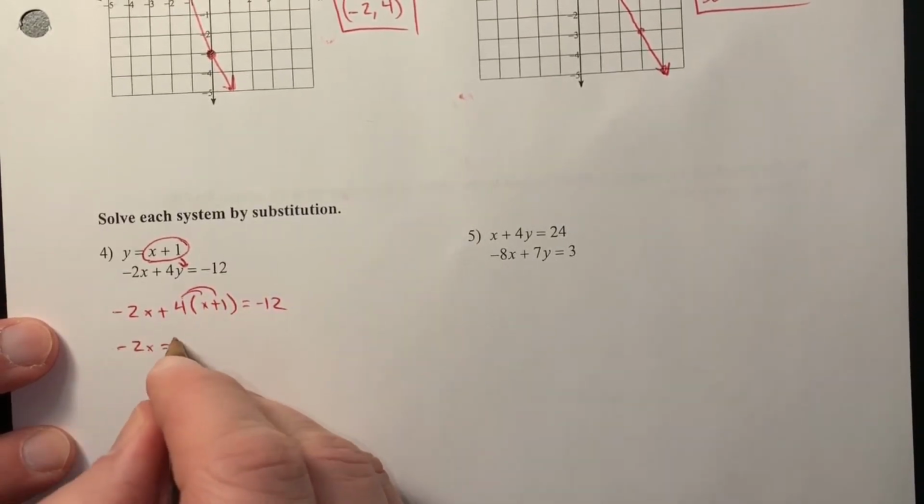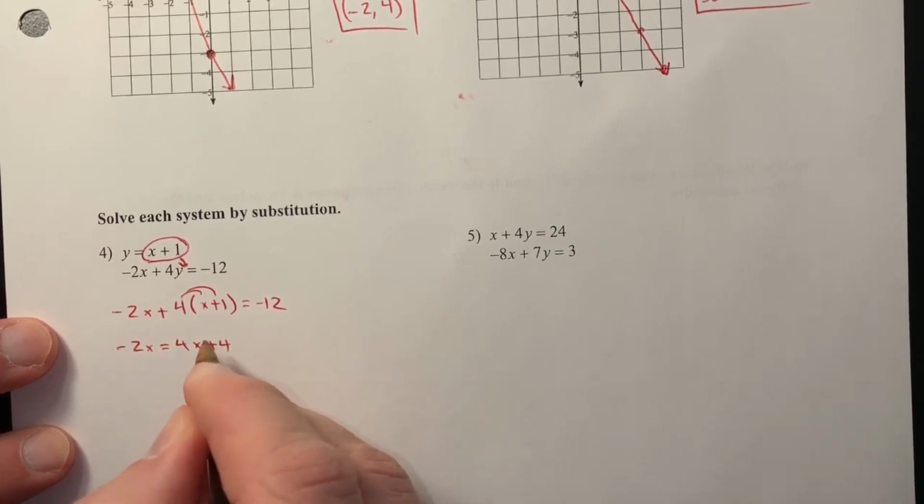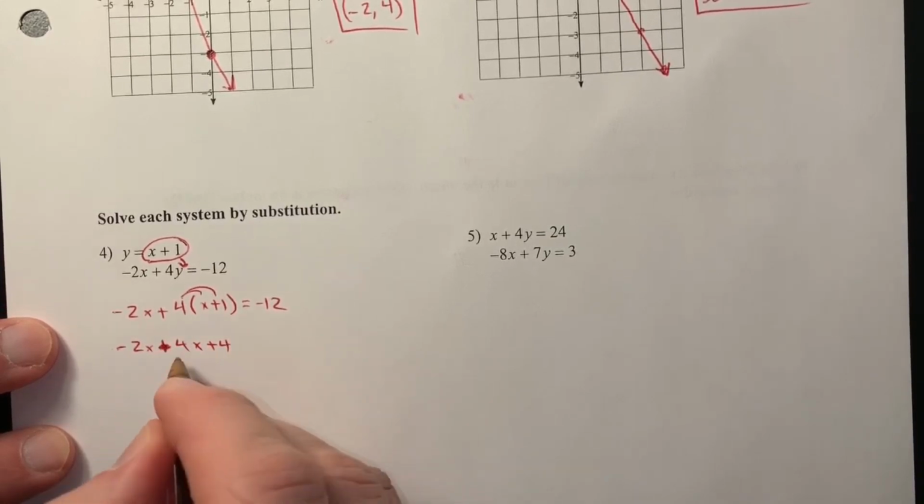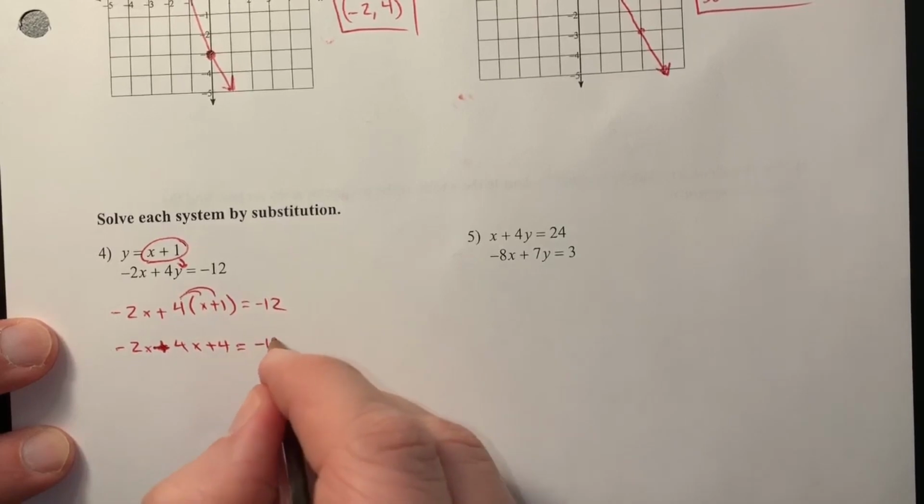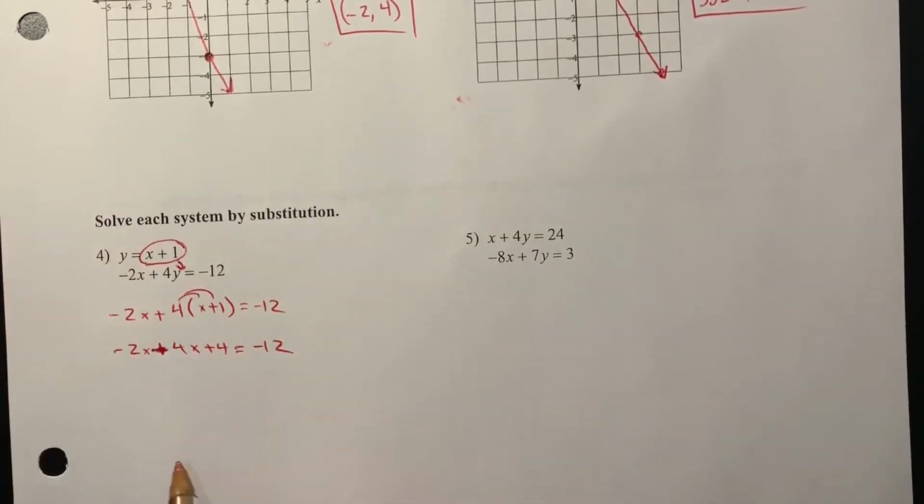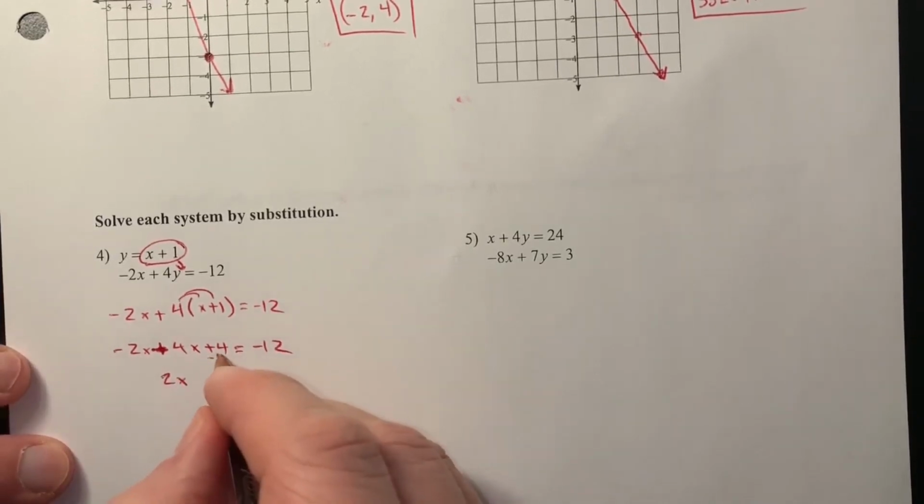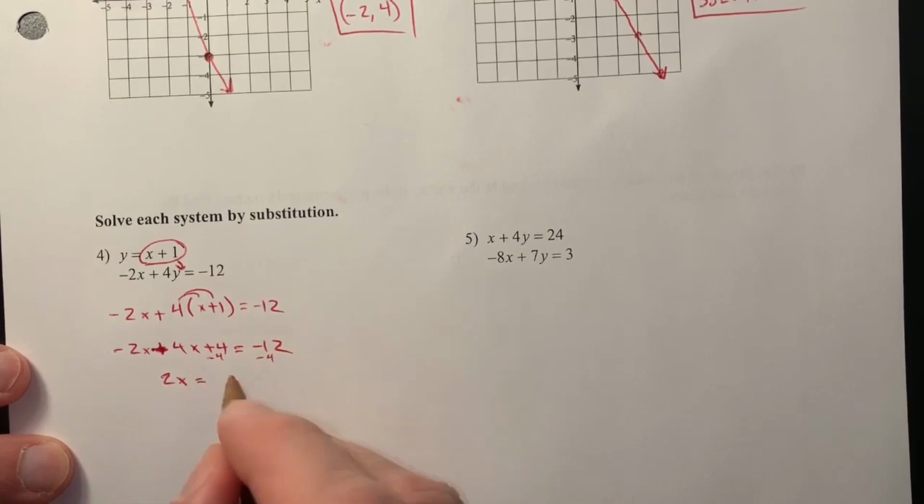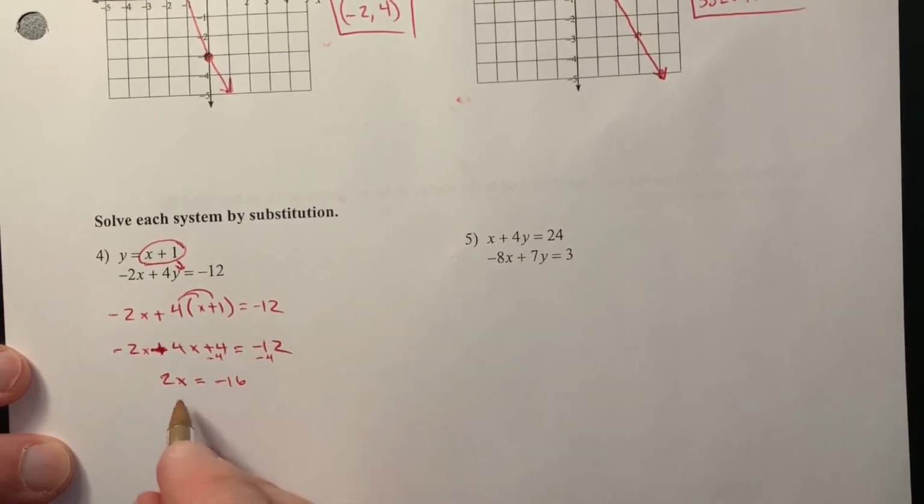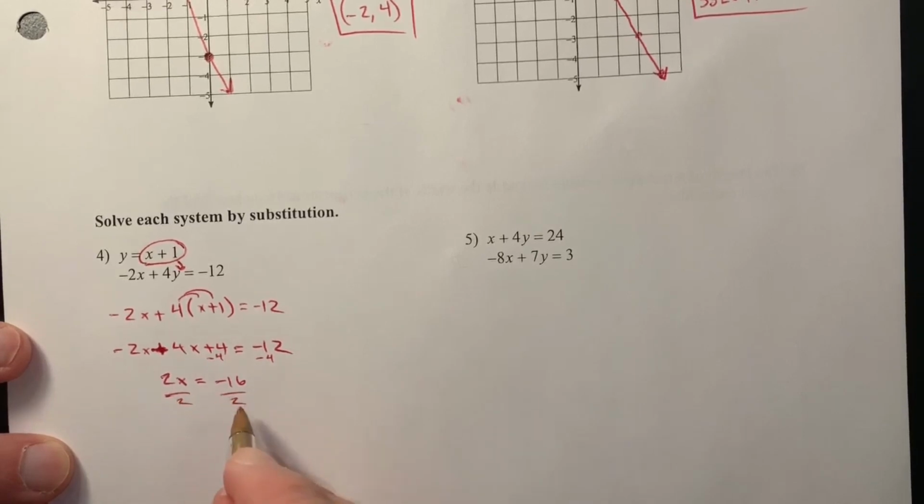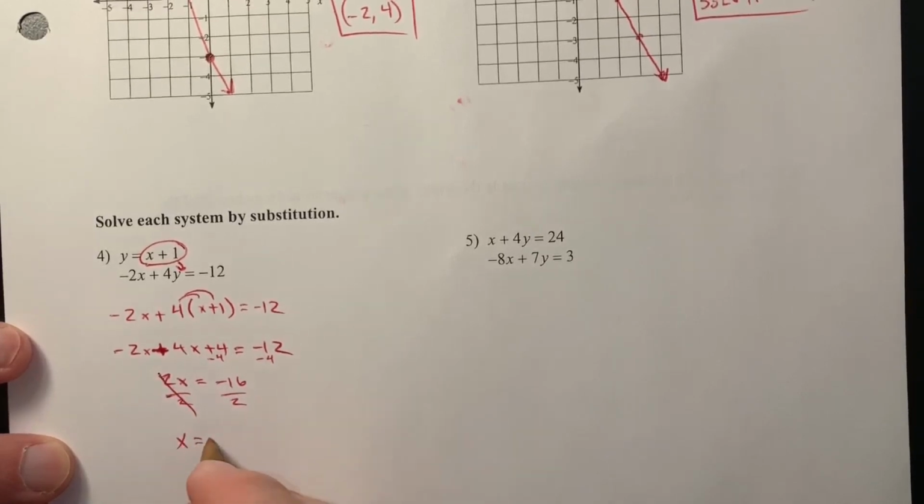Negative 2x plus 4x plus 4 equals negative 12. Negative 2x plus 4x is 2x. And I can also subtract that 4 from both sides. Negative 12 minus 4 is negative 16. And divide by 2, and I'll get x equals negative 8.